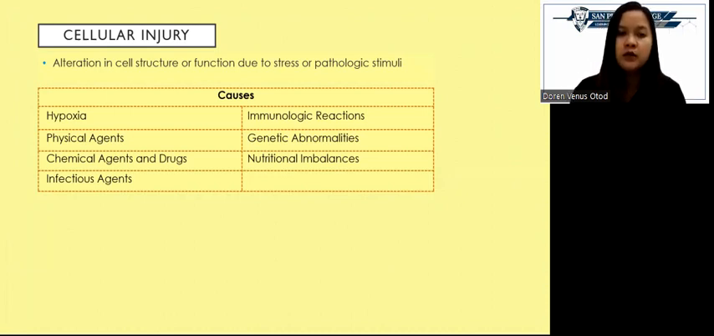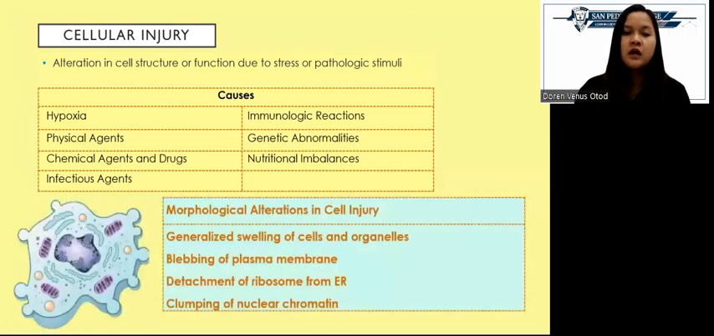And the last one could be nutritional imbalances. So there is no homeostasis on the tissues that resulted in cellular injury. So with these causes, what can be the effect on the appearance of the cell morphologically?